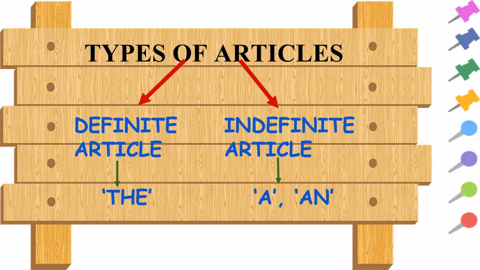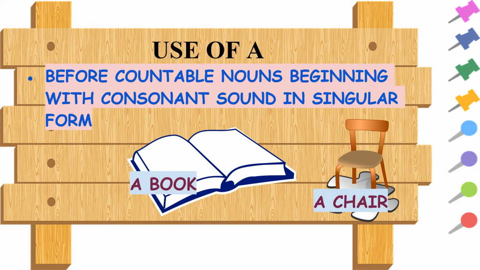Now let's understand some uses of a and an in our grammar and how they are used with nouns. The first use we are going to learn is of a, and it tells us that a is used before countable nouns in singular form which begin with a consonant sound. Keep this in mind: we are not talking about the consonants here, we are just talking about the consonant sounds that the word makes in the beginning. And accordingly, we put a before them.